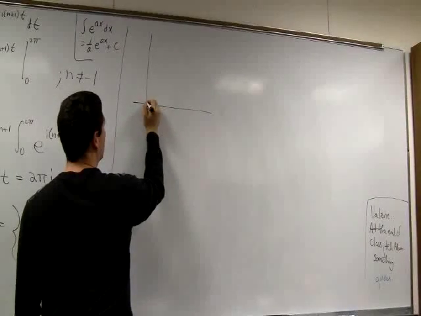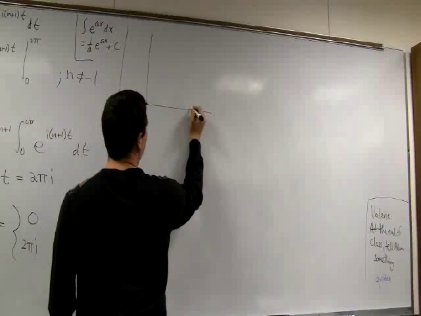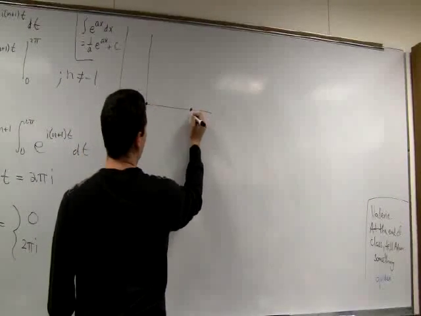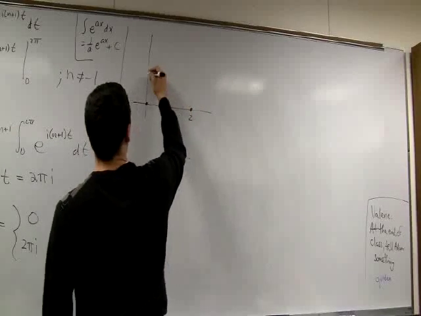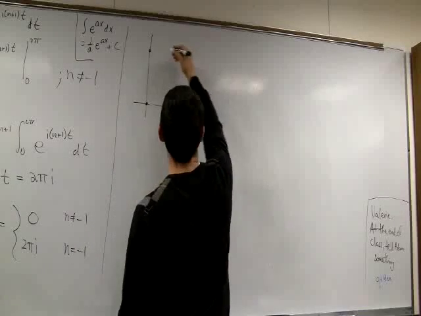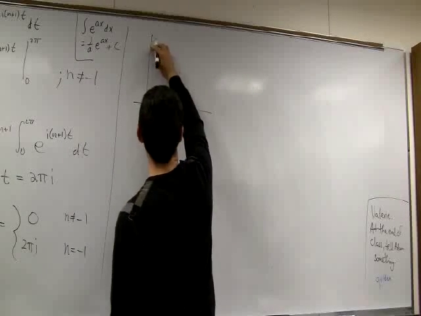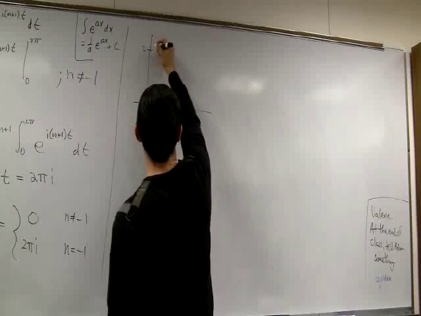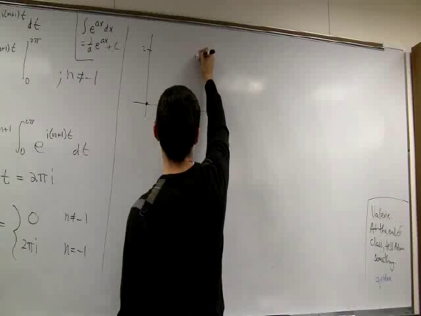All right, so I'm going to draw a little contour here. This is R. That's just R, comma, z0, comma, C. So R, it's just the same thing.